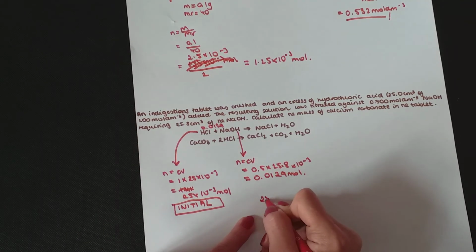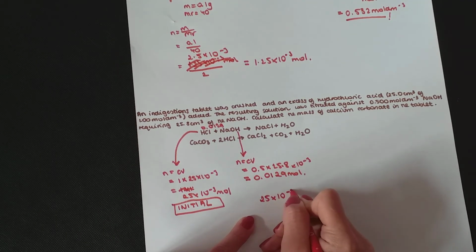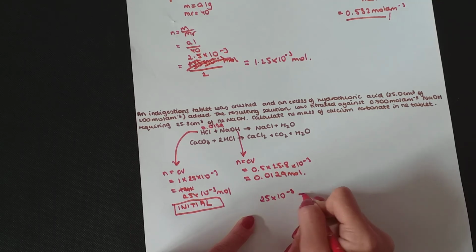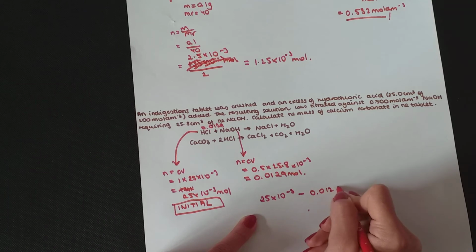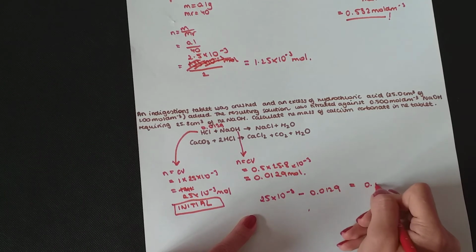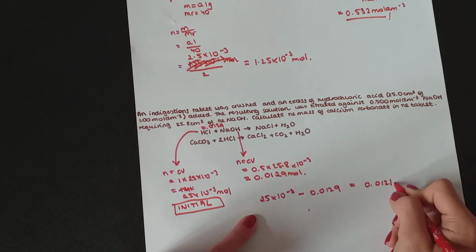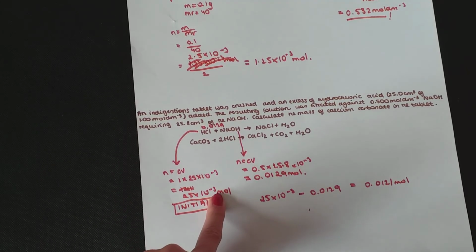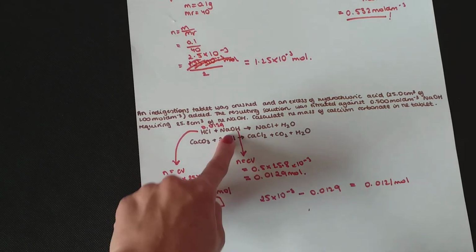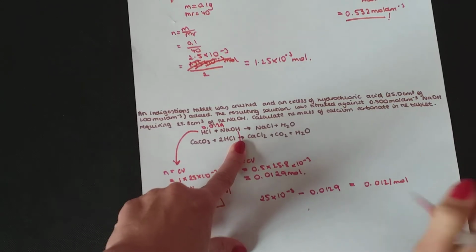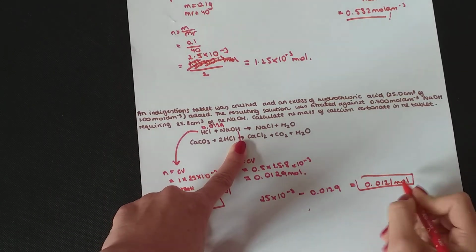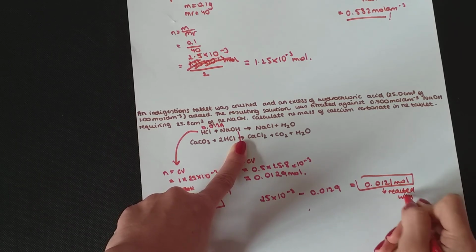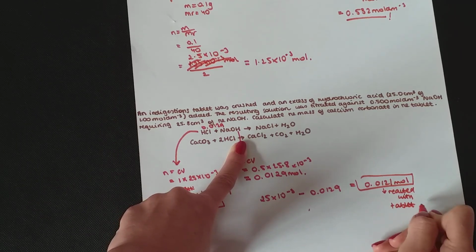So what you want to do is 25 times 10 to the minus 3, and you take away the 0.0129, and you're left with 0.0121 moles. So that's what we had at the very, very beginning. That's what was left to react with sodium hydroxide. So this much must have reacted with tablet.